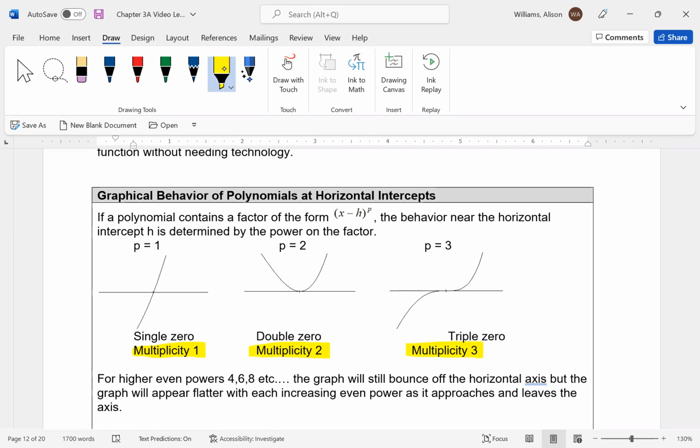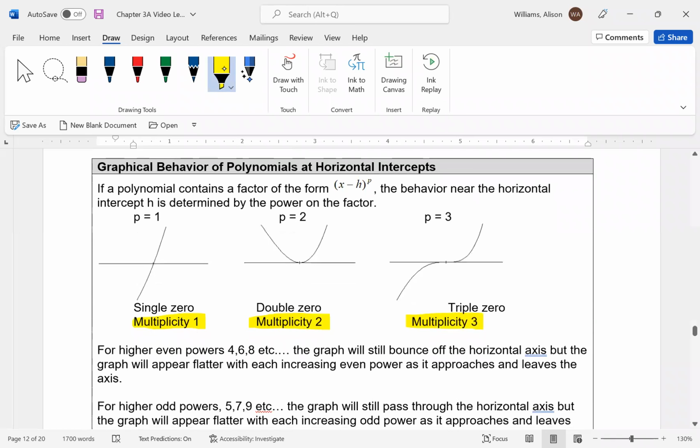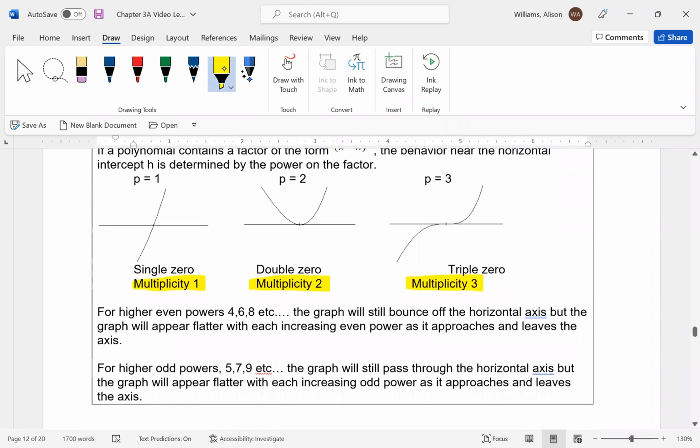And they mention that with even powers, it's this bouncing off behavior. But with odd powers, we see a mimic of the x cubed graph, but they get flatter and flatter, which makes sense when we looked at x to the 4th and x to the 6th. They look like x squared, just a little bit flatter. Same with x to the 5th and x to the 7th. They look like x cubed, but a little bit flatter. So they're just mentioning that's visually what we expect to see.